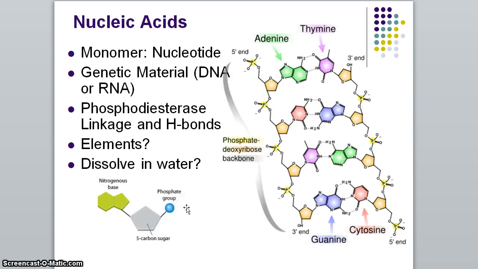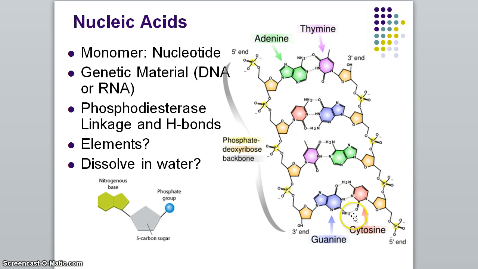Next group, nucleic acids, monomer nucleotides. We're going to spend a ton of time talking about nucleic acid, which are basically DNA and RNA structure. They're genetic material. The linkage between them, so here's the one, a nucleotide with a 5-carbon sugar, a phosphate, and a nitrogenous base. To link two of these little guys together, you're going to use a phosphodiester linkage. And then for DNA in particular and RNA during transcription, you're going to note that there are hydrogen bonds.